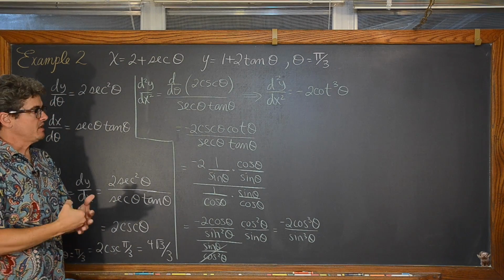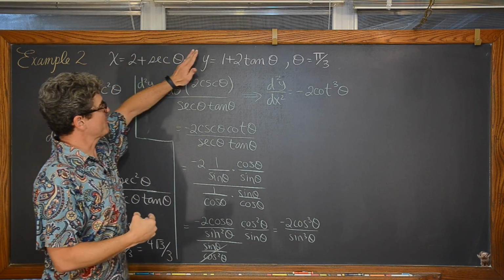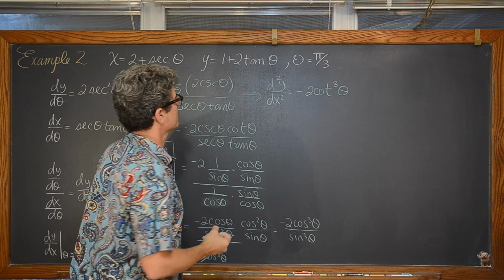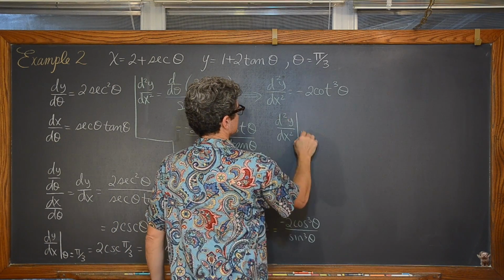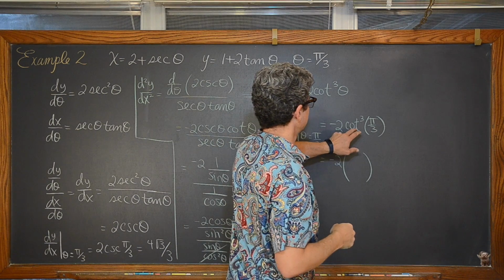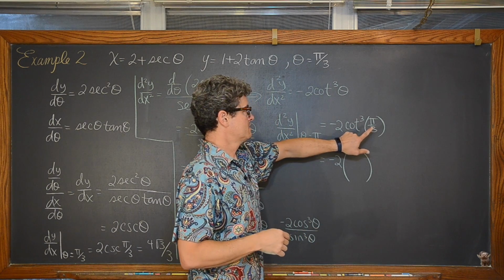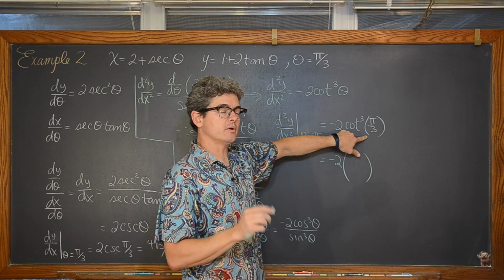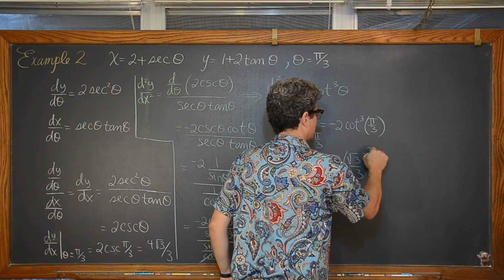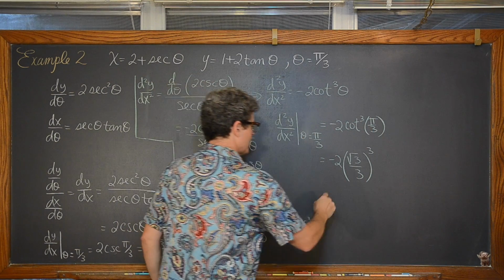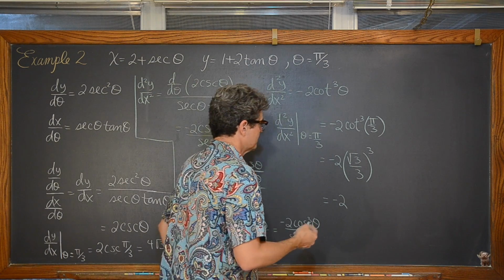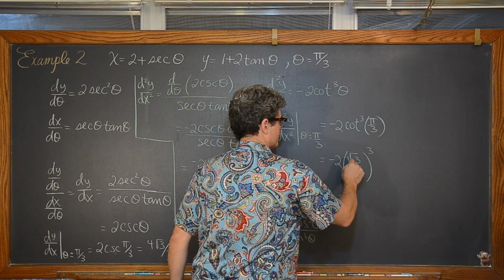So is the curve defined by these parametric equations concave up or concave down? Well, let's plug in our theta of pi over 3. Okay, so the tangent of pi over 3 is square root of 3, so the cotangent of pi over 3 is the square root of 3 over 3. Now it's cubed, so we're looking at negative 2. We're really just looking to see if it's positive or negative, but just to get that second derivative out, square root of 3 times square root of 3 is 3.